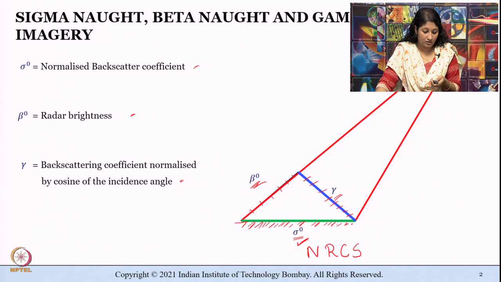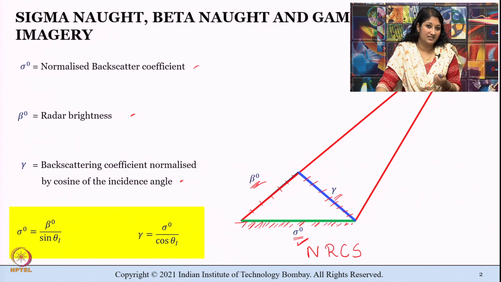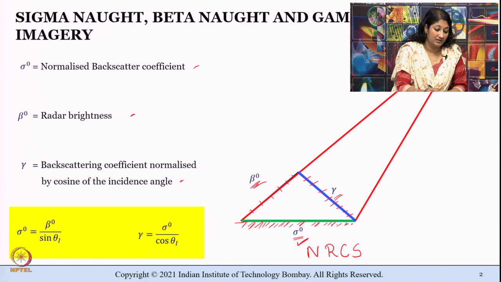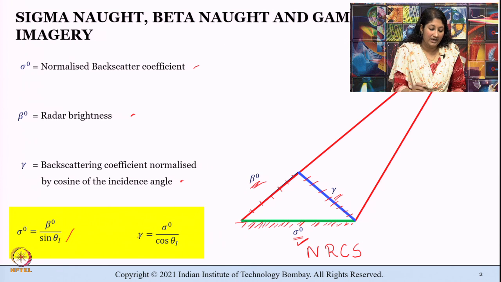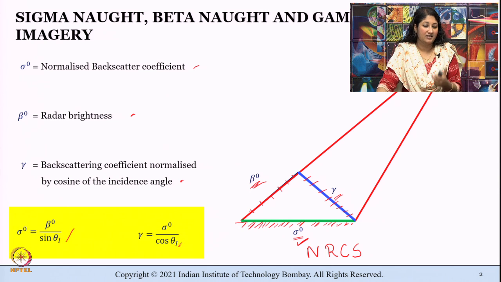Just to repeat, the relationships between gamma, sigma naught and beta naught are given by the equations shown here. We have already discussed that theta I is the incidence angle, and sigma naught is nothing but beta naught divided by sine of theta I, and gamma is nothing but sigma naught divided by cos of theta I, where theta I is the incidence angle. So now we know the difference between sigma naught, beta naught and gamma values.